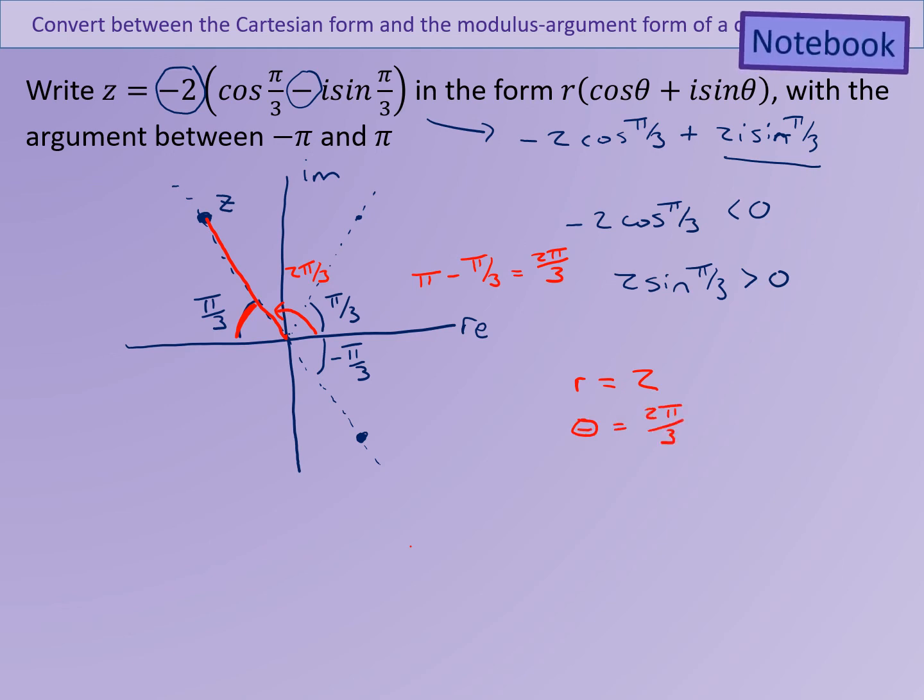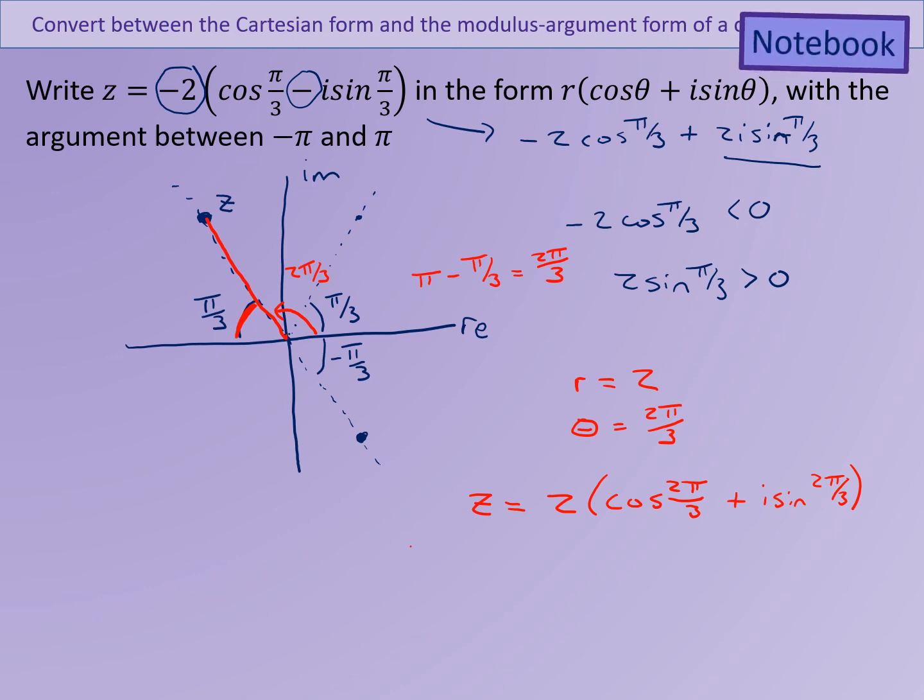So an alternative way of writing z so that it's in the form r cos theta plus i sine theta is to write 2 cos 2 pi by 3 plus i sine 2 pi by 3. Okay, so that is now in the standard form that we would normally expect.